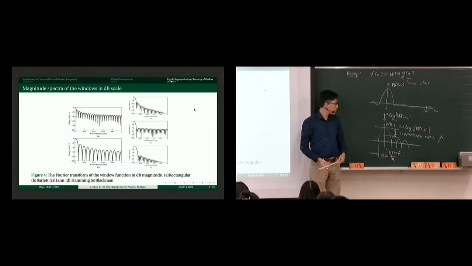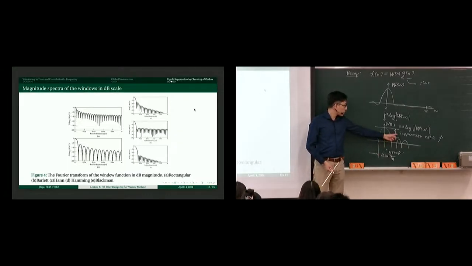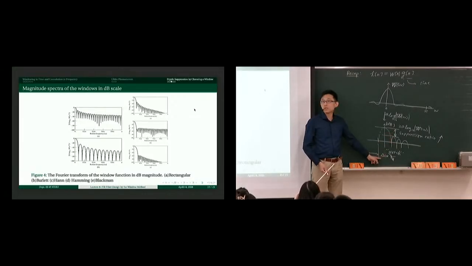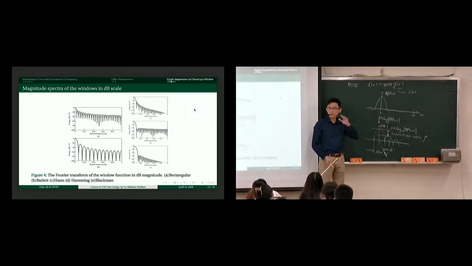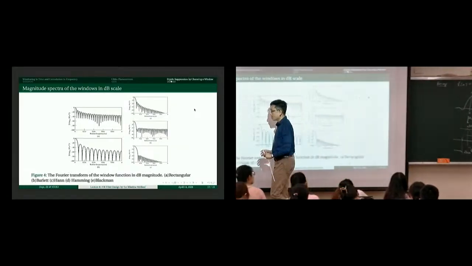It turns out that these two become design goals, and they are actually conflicting. Generally speaking, when we increase the suppression ratio, we might need to sacrifice the main lobe. If you want this one to be big, this one becomes wider, which is not desirable. There is a conflict between these two goals. Why?